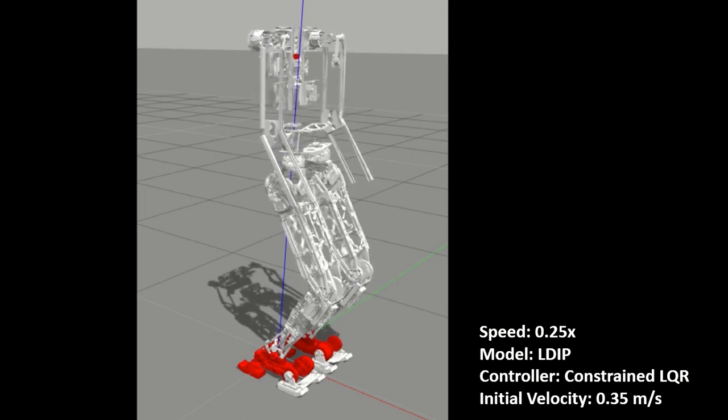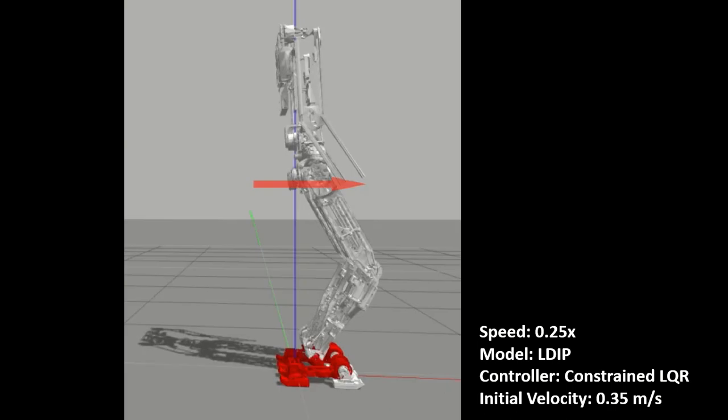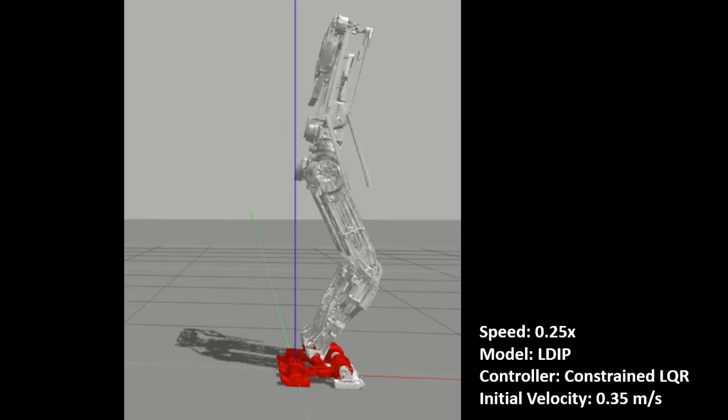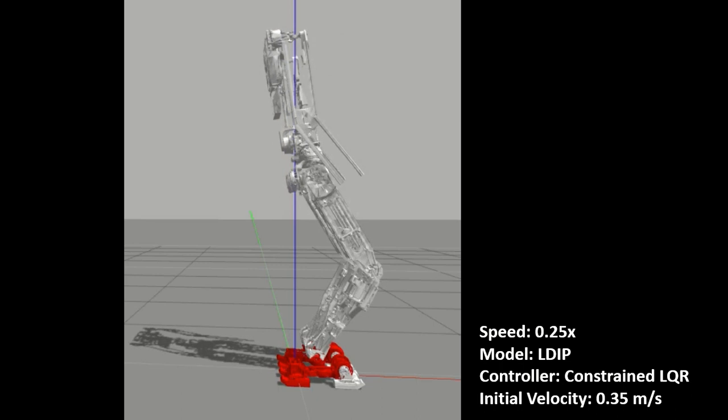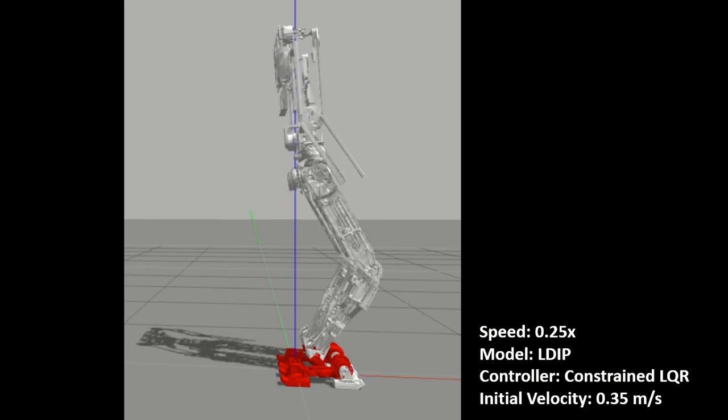Based on the results, it can be observed that the presented control architecture achieves the task at hand with minimal effort and force requirements. This enables the robot to recover from a wider range of disturbances without the need for taking a step.